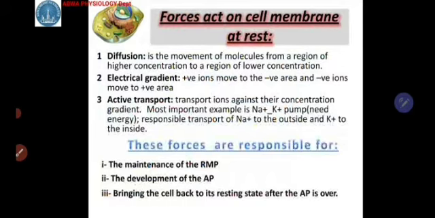These forces are responsible for maintenance of the resting membrane potential, so that the electrical gradient of a cell is maintained. The cell neither shrinks nor swells. The development of action potential is very important, and it helps bring the cell back into the resting state after the action potential is over.